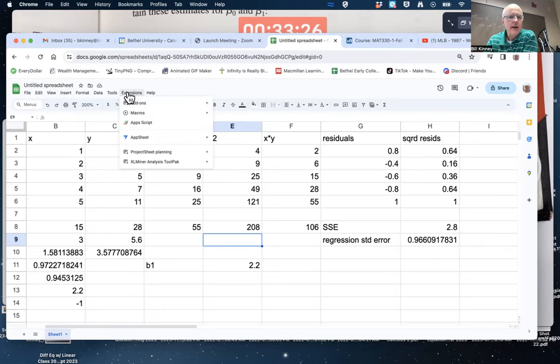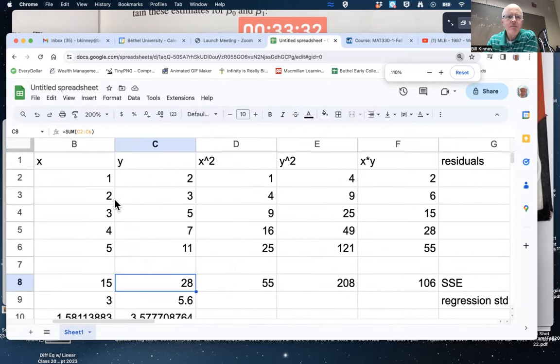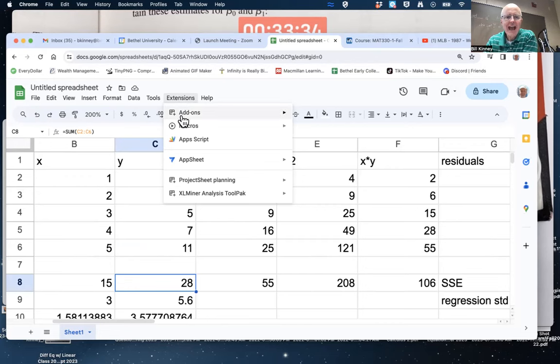What do I need here? Extensions. Why is that menu so small? There we go. Extensions, add-ons. I've got the add-on that I need there. It's XLMiner Analysis Toolpak. By the way, if you can't tell, I'm in Google Sheets here instead of Excel.